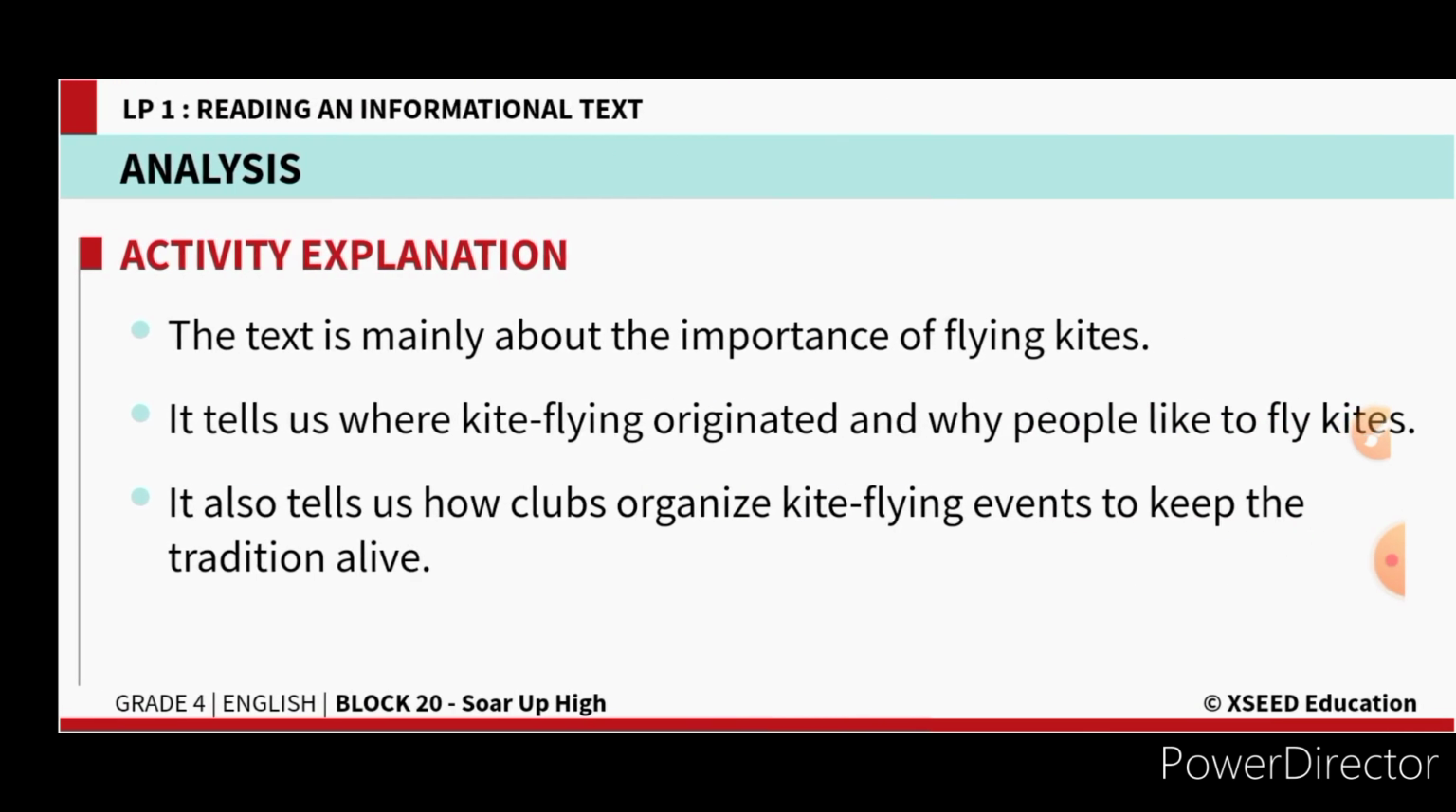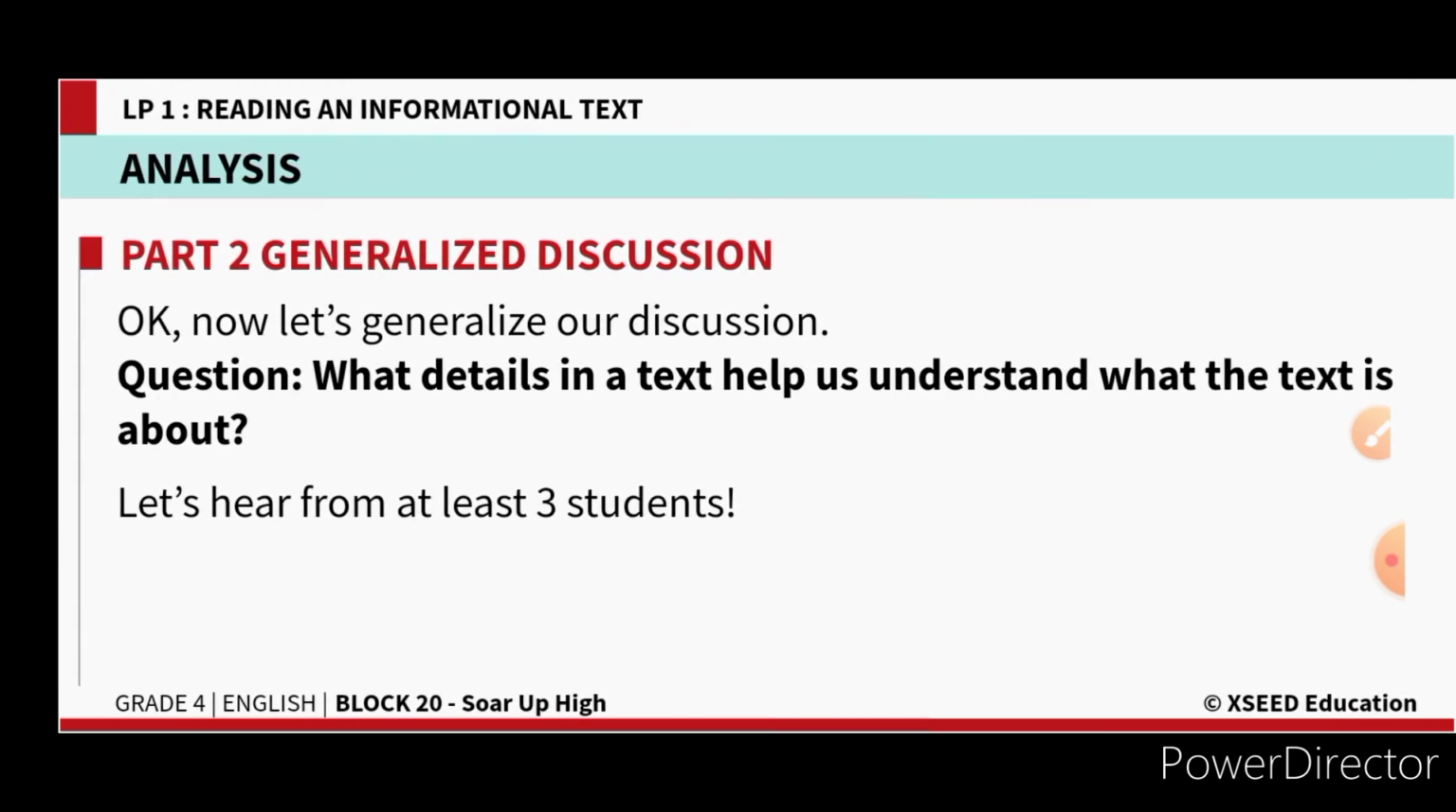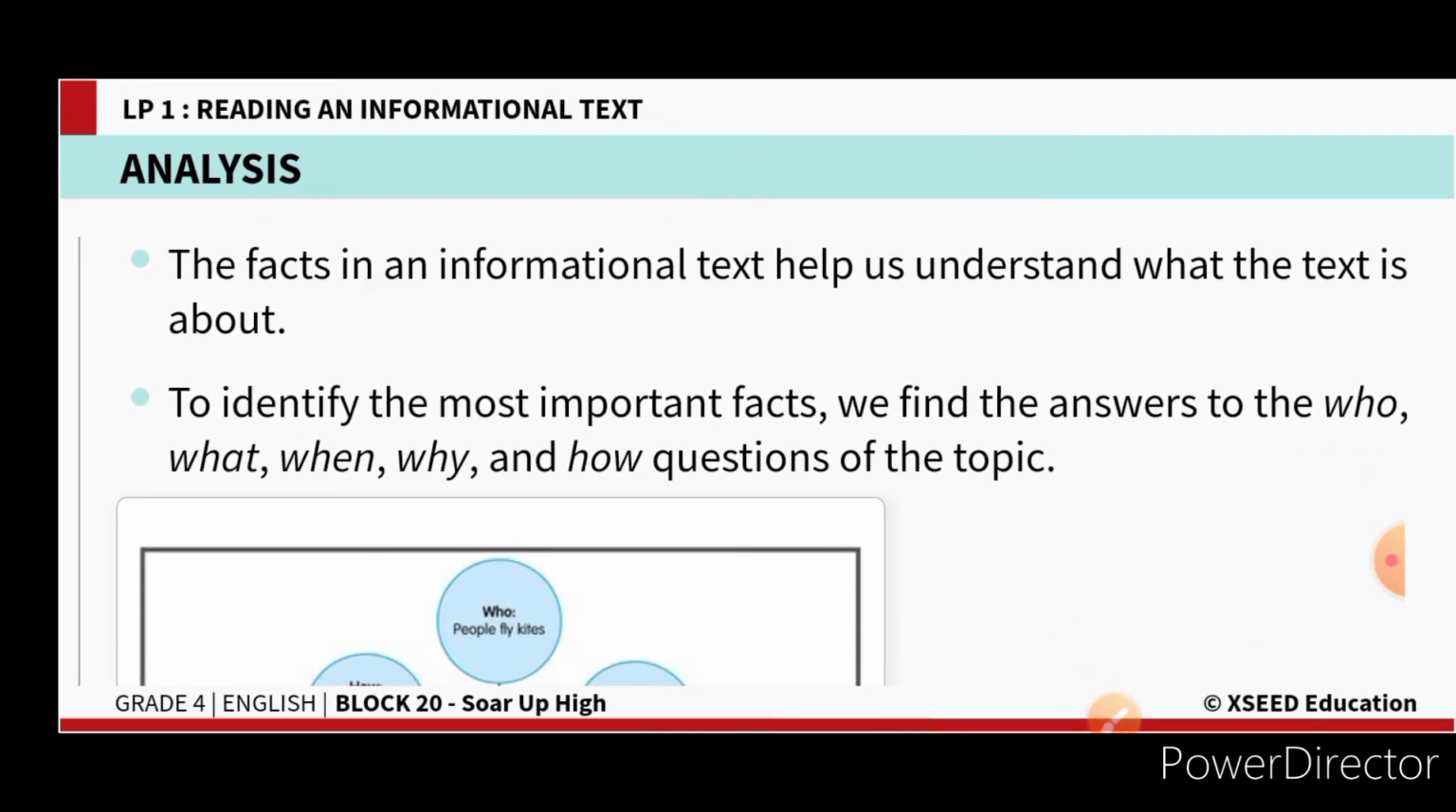Let us see. The text is mainly about the importance of flying kites. It tells us where kite flying originated and why people like to fly kites. It also tells us how clubs organize kite flying events to keep the tradition alive. So, what details in the text help us understand what the text is about? The facts in an informational text help us understand what the text is about.